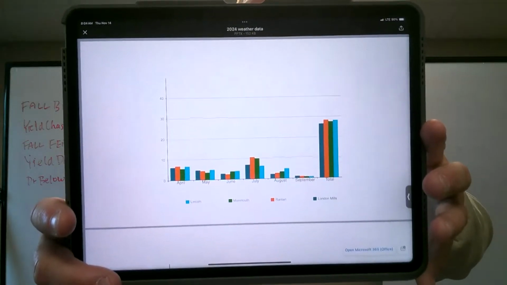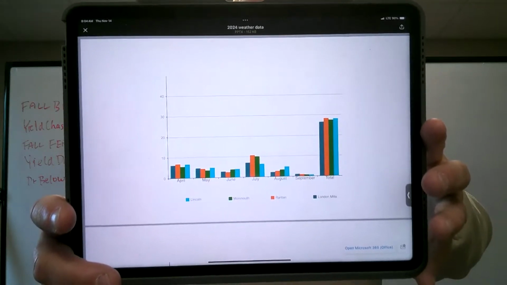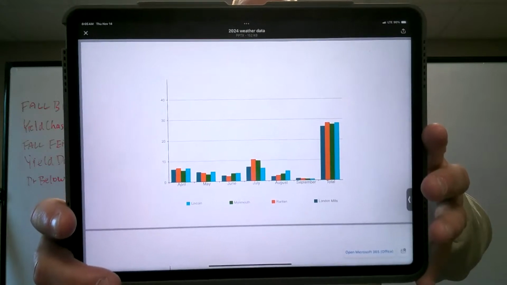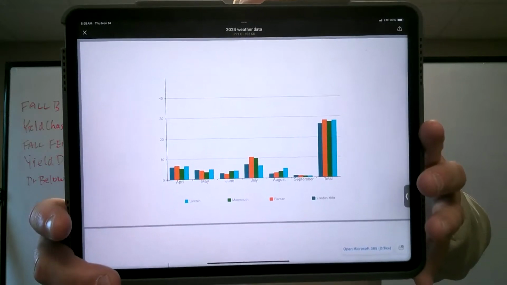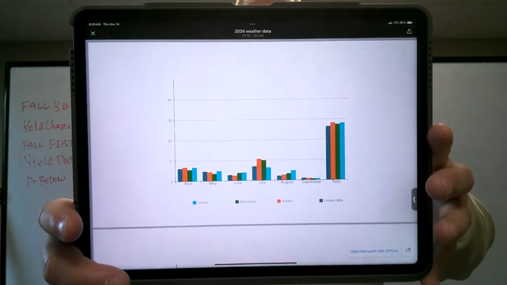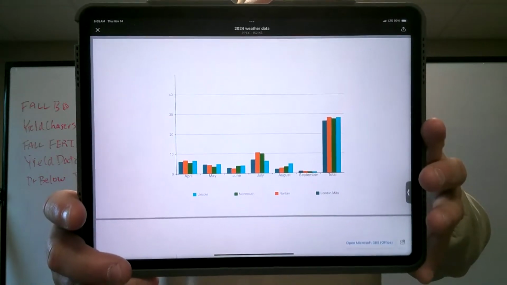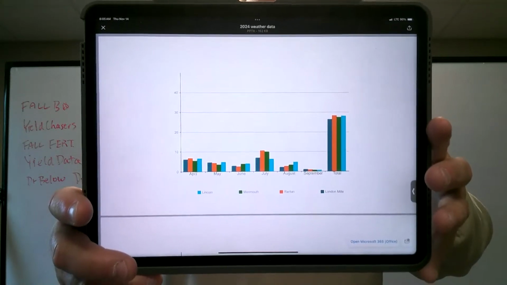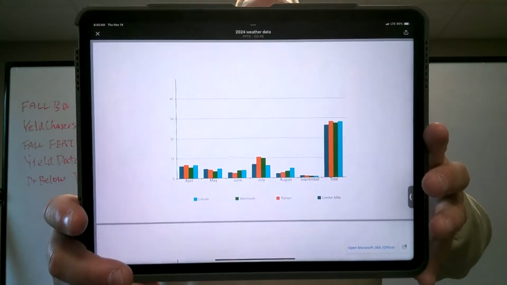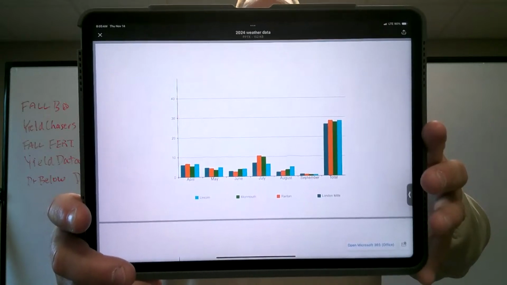We had more than normal. We had virtually normal plus August rainfall. So it wasn't a super dry August, but that's a little deceiving. We'll talk about why. And then September was extremely dry. And really most of the August rain came in early August.